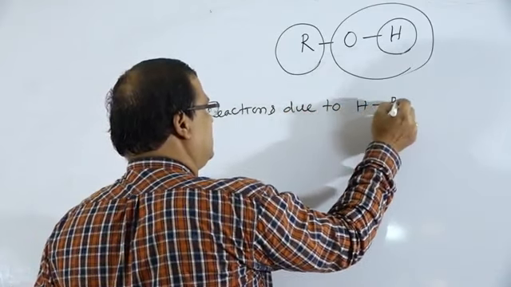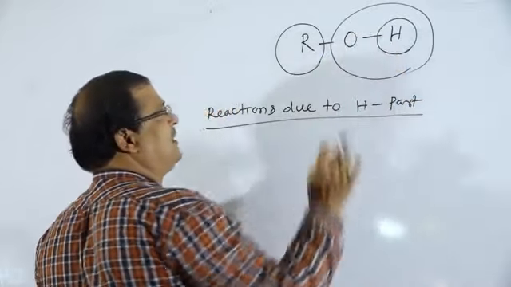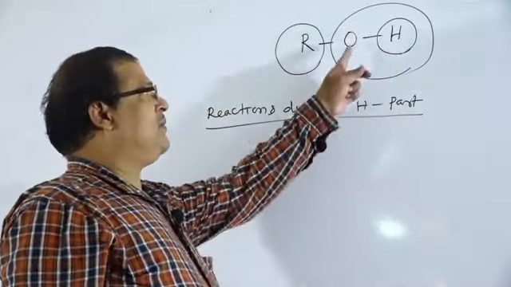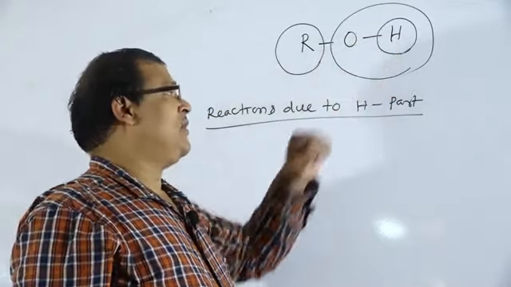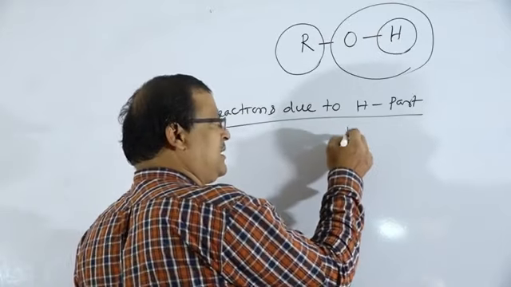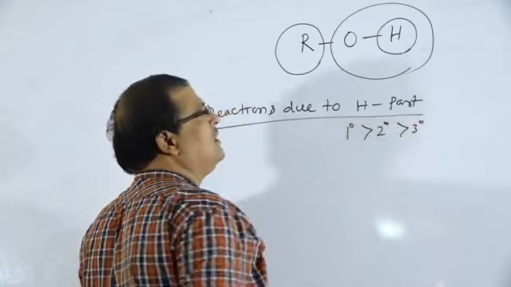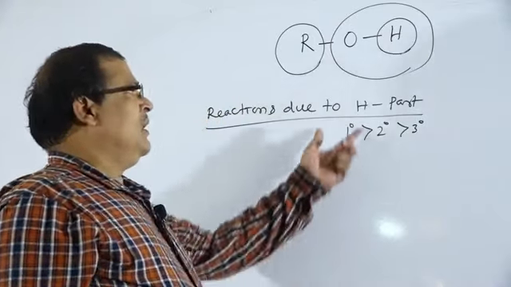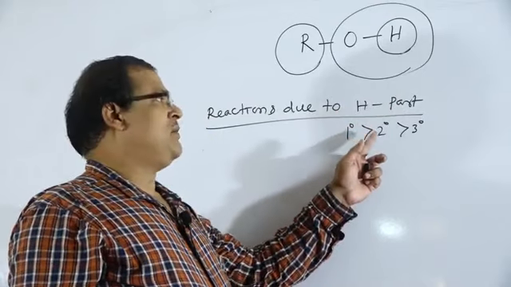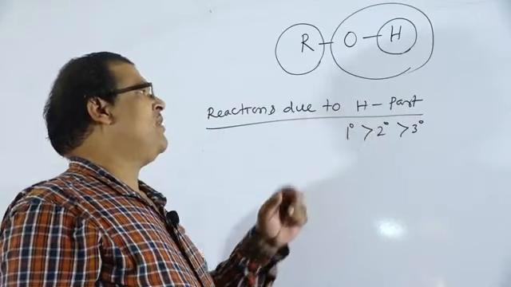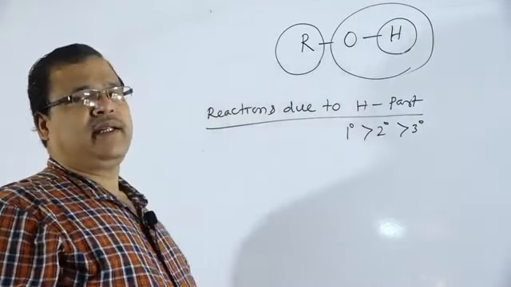Reaction due to H part means the cleavage of the oxygen-hydrogen bond. The trend for this breakage is 1 degree greater than 2 degree greater than tertiary. So the hydrogen atom of primary alcohol is more reactive as compared to secondary, and as compared to tertiary, and this can be explained on the basis of the following reactions.